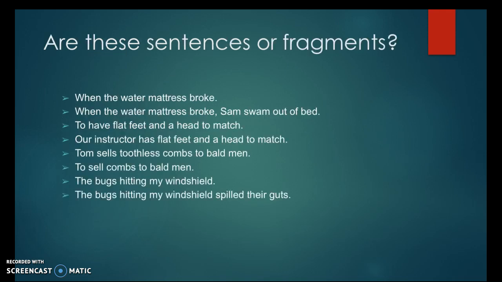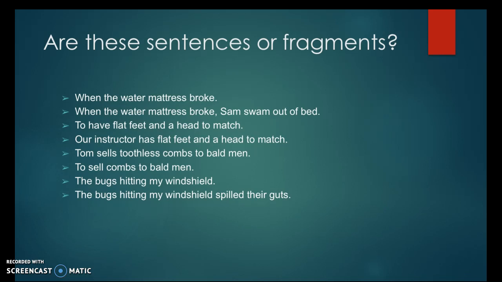Here are a bunch of sentences, and you can see some of these are sentences and some of these are fragments or dependent clauses, and we'll go through a couple of these. Looking at the first one, "When the water mattress broke," that's defined as a fragment and as a dependent clause. The reason is, it's not a sentence, it doesn't make sense. We want to know what happens when the water mattress breaks, and so we need to add something to the end. It's a dependent clause because it's depending on something else in order for that to make sense.